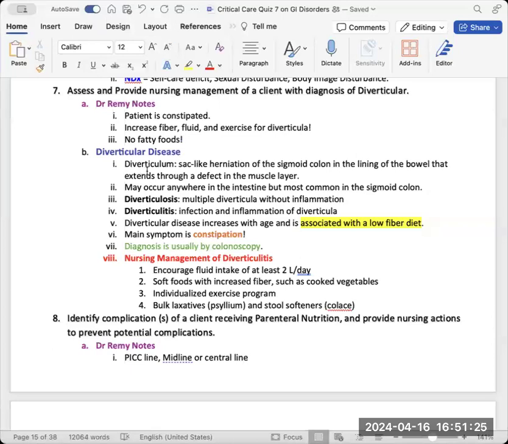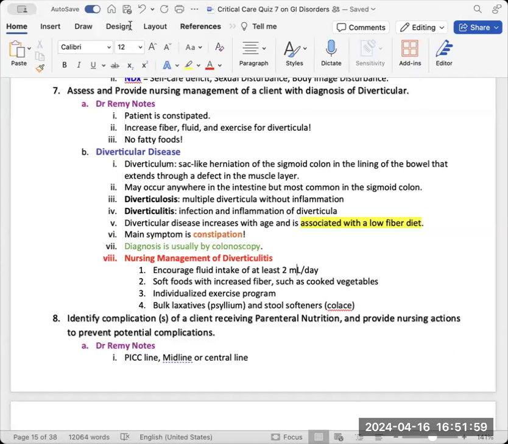We also want to increase their fluid intake by, according to the textbook, 2,000 liters a day. I think it should be milliliters. I don't know, I think it's milliliters. 2,000 milliliters a day or 2 liters. But they should have soft foods, right? Fiber, like things like cooked vegetables, and they should exercise. So I always think increase exercise, increase fiber, increase fluid are always your three go-tos when it comes to anything that has to do with constipation.